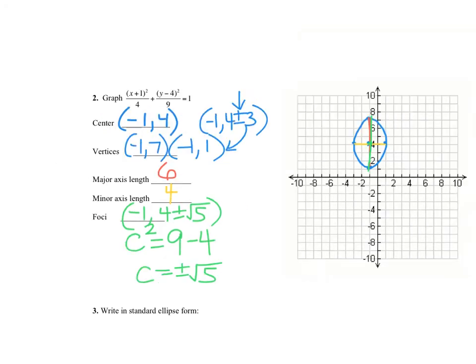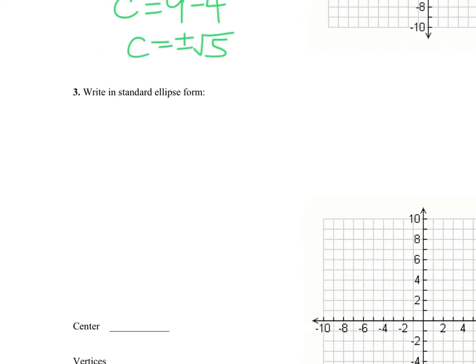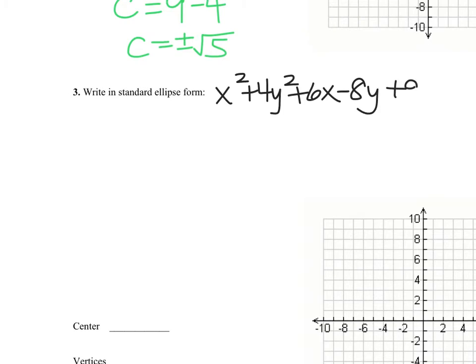Okay, number 3. Since I was so hasty, I didn't get to write down the equation, so here we go. We're going to write standard ellipse form for this equation. Here it is: x squared plus 4y squared plus 6x minus 8y plus 9 equals 0.